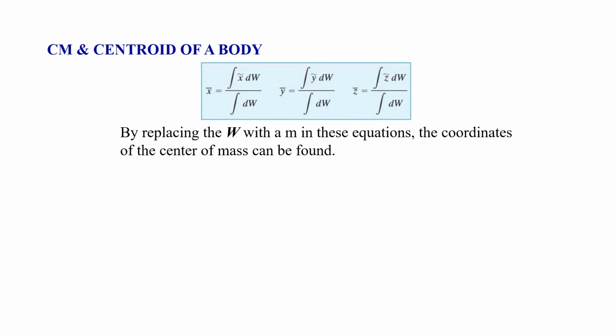So if we're trying to find the center of mass and the centroid of a body, we're going to be using these equations. But by replacing w with an m in the equations, the coordinates of the center of mass can be found. So if we're not looking at a differential weight, but instead a differential mass, now you can get to the center of mass.